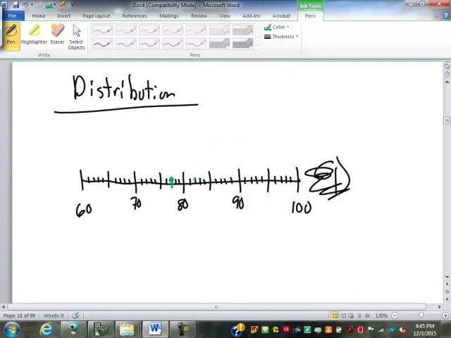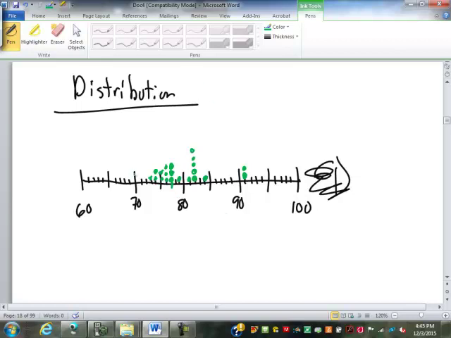Somebody scored an 82, put a dot there. 91, put a dot. Another 77, I'm going to put a dot slightly above it. 79, put a dot there. 84, another 77, put another dot there. Another 91. And what happens here is these dots fill in. The numbers that occur the most, what happens to them? It gets taller there, right?